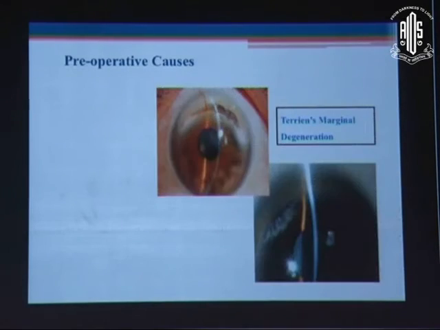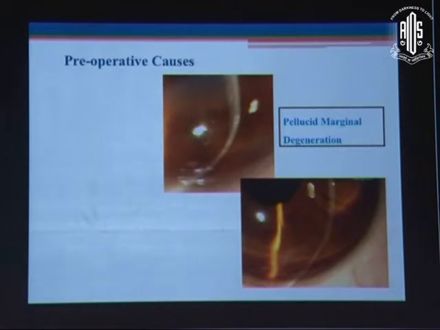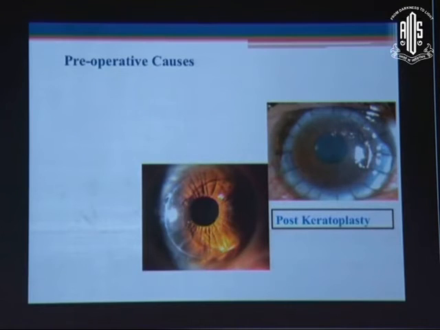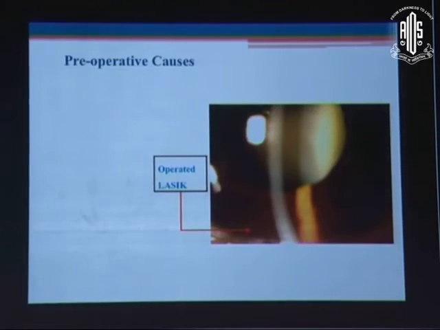Just turning to the pre-op causes, you have, as I said, corneal opacity patients, keratoconus with cataract, peripheral degenerations, Terrien's marginal degenerations, PMD, or you have corneal scars, post-infectious keratitis which has healed and have cataract. You have another group of patients who have undergone various types of keratoplasties, which can again give you corneal problems. Then post-trauma corneal scars, Mooren's ulcer, then you have post-LASIK patients, pterygium patients.